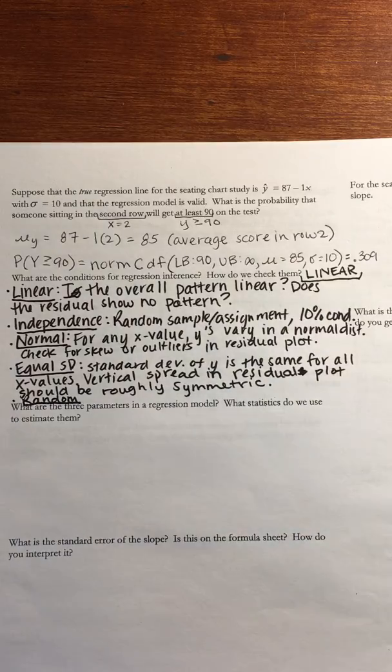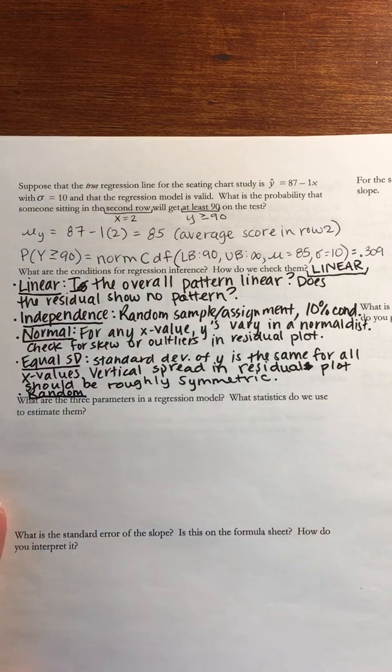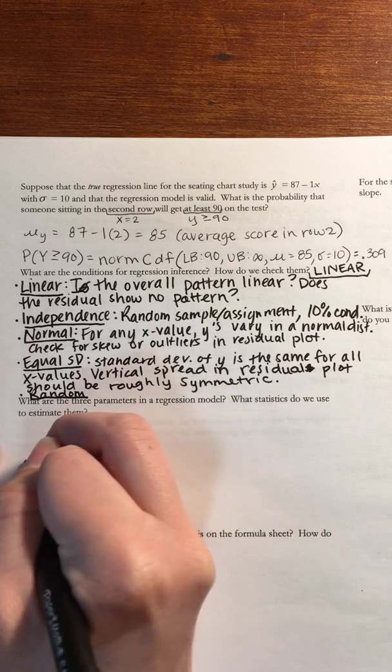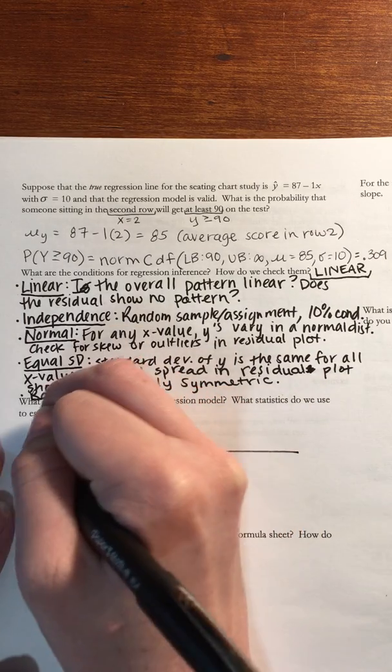Okay, what are the 3 parameters in a regression model, and what statistics do we use to estimate them? So I'm going to make a little chart similar to what we've done in the past to talk about mu versus x bar and all that stuff, the parameter versus the statistic. So let's see.